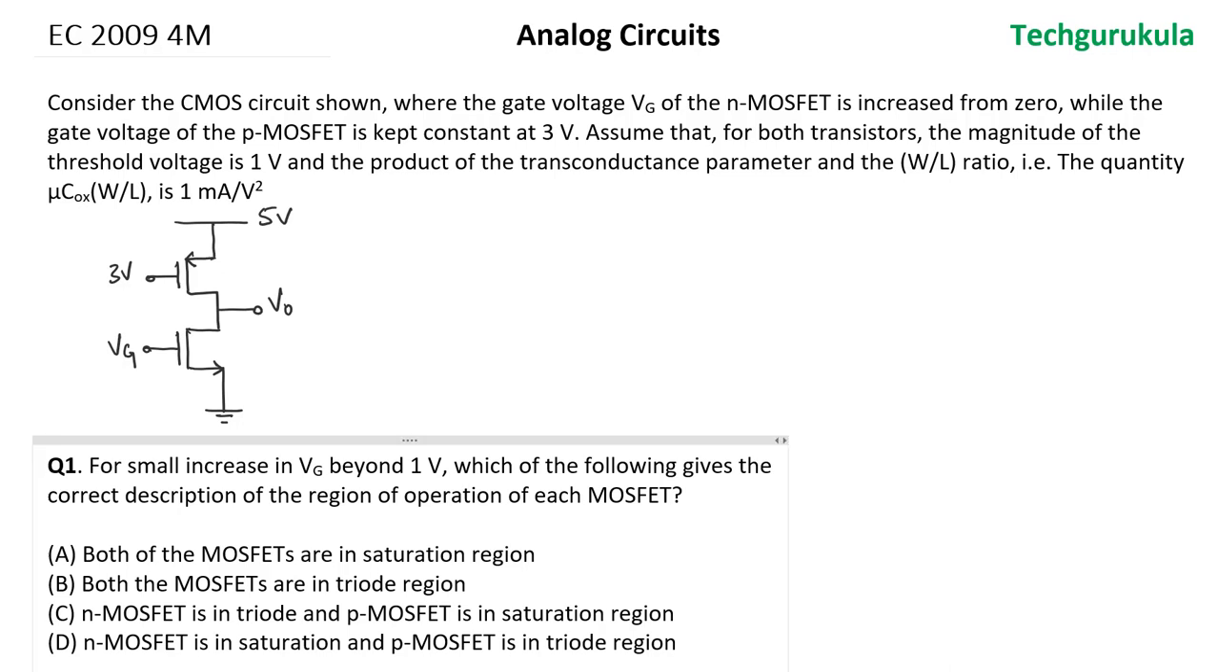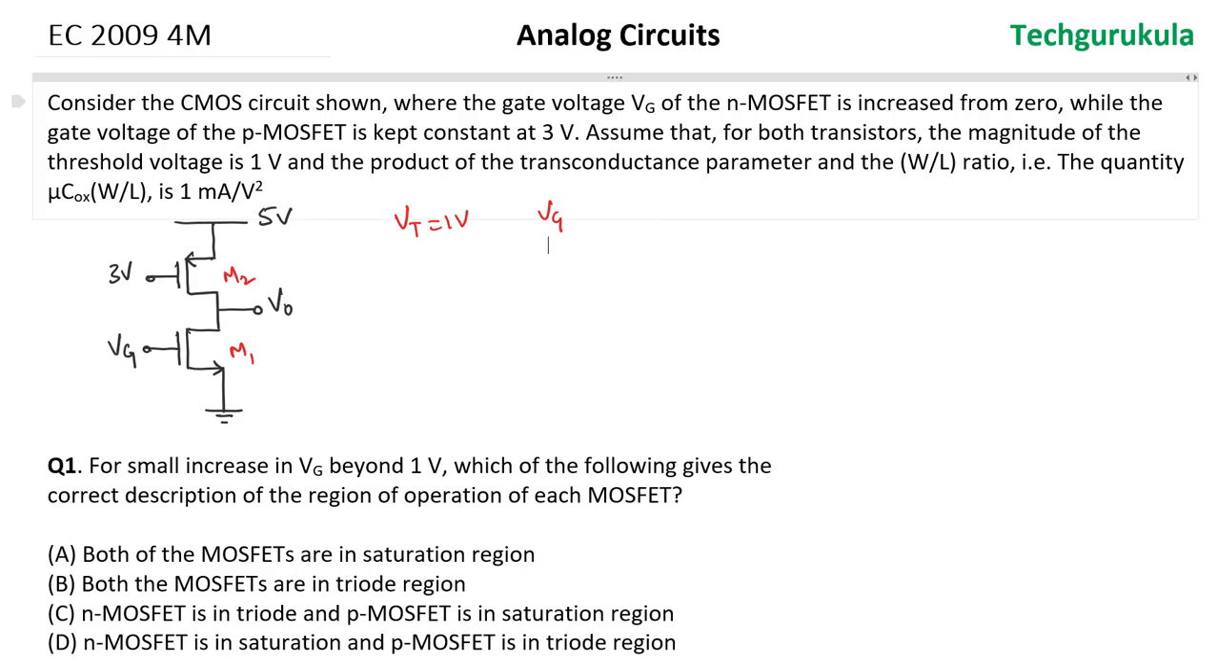For small increase in Vg beyond 1 volt, which of the following gives the correct description of the region of operation of each MOSFET? So we have two transistors and we are supposed to find which transistor is in what region. So let me take, this is M1 and this is M2. Threshold voltage is given as 1 volt. Vg is having a voltage of 1 volt plus a small increase, which means let me write this as 1 plus epsilon volt, which is slightly higher than 1 volt.